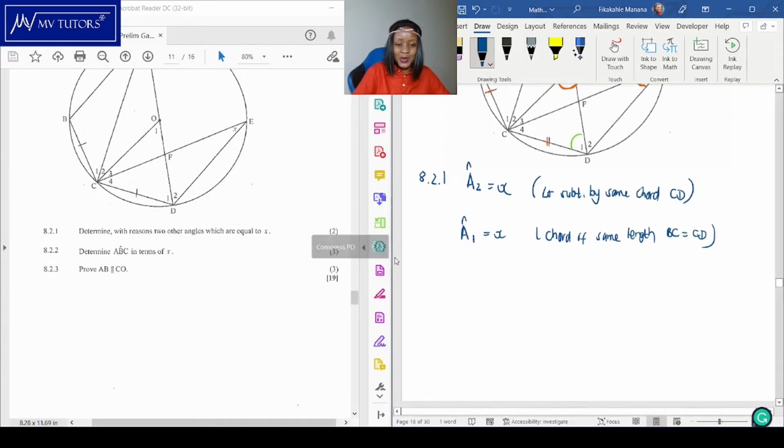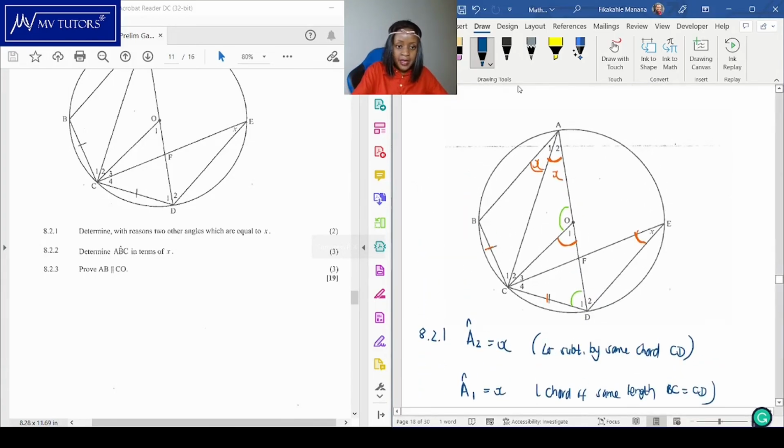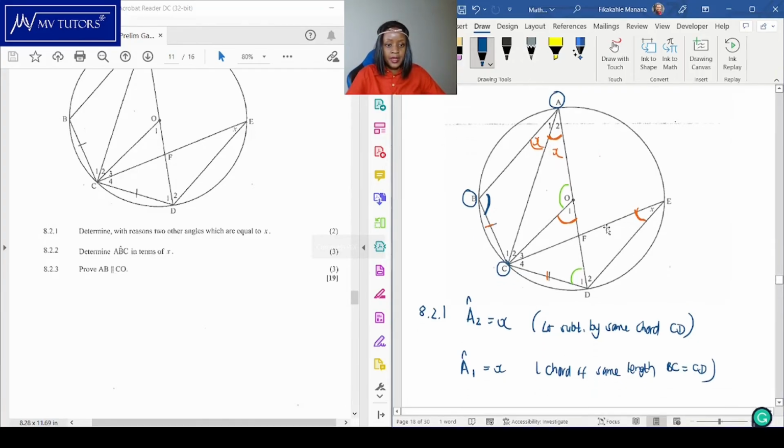All right, 8.2.2. Determine angle ABC in terms of X. So we're looking for B in terms of X. Okay, what do I have here? If I have a cyclic quadrilateral over here, so let's see if we can do something with the cyclic quadrilateral. So I know I'm looking for B. B will be equal to D1, right? Because opposite angles in a cyclic quadrilateral are supplementary. So B will be equal to D1.